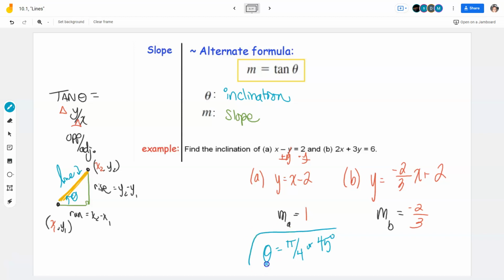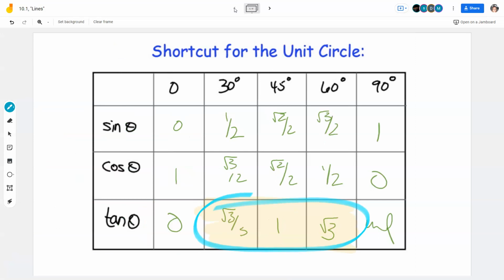Because tan theta needs to equal 1. And our slope is just tan theta. And what did I draw at the beginning of class? Square root of 3 over 3, 1, square root of 3. Anytime you have a slope of 1, you're always talking about a 45-degree inclination, aka a 45, 45, 90 triangle, otherwise known as an isosceles triangle where the opposite and the adjacent are the same.